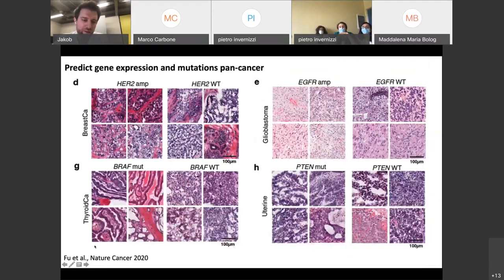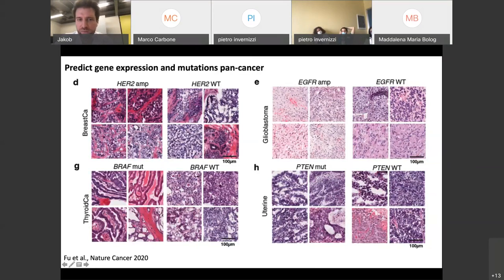At the same time, another team published in the same issue of Nature Cancer the same findings, where they also looked at all the different types of cancers. They looked at all different types of genetic mutations and checked if they can predict them from histology. And they made a similar finding. About one-third of all the genetic mutations were predictable from histopathology. And what they did was also to identify spatial patterns.